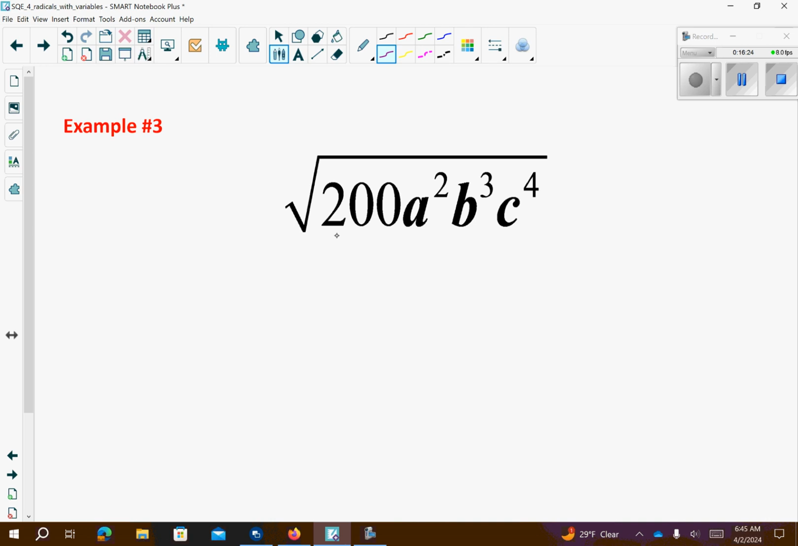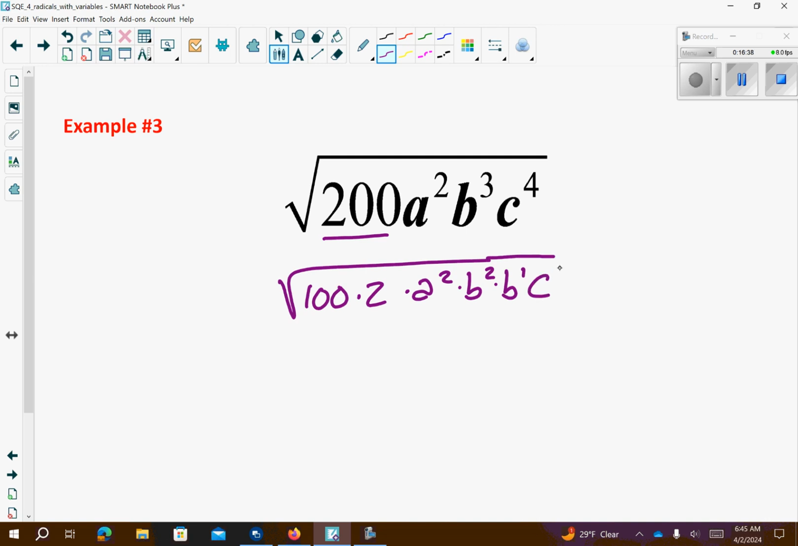Take a look at this one, square root 200. Well, that's going to break up to 100 times 2. A squared I'm going to leave like that. B to the third I'm going to break up to b to the second times b to the first. And c to the fourth I'm going to leave like that.